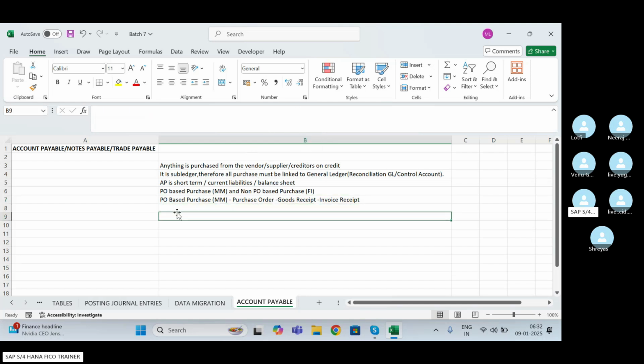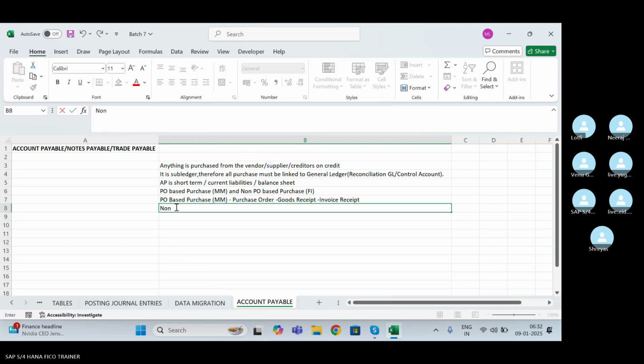But in non-PO based purchase, this is finance side purchase. Directly purchasing. You are directly purchasing. Here your journal entry will be a simple journal entry, maybe purchase account debit, vendor account.